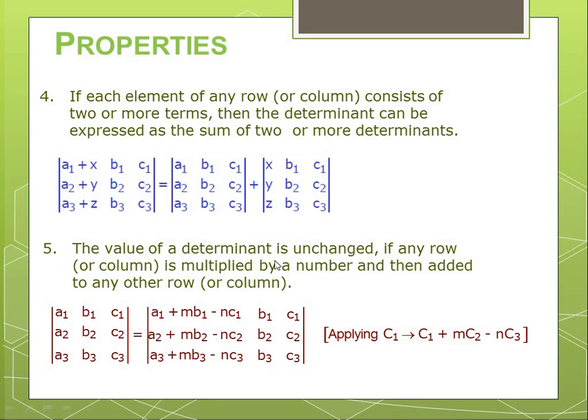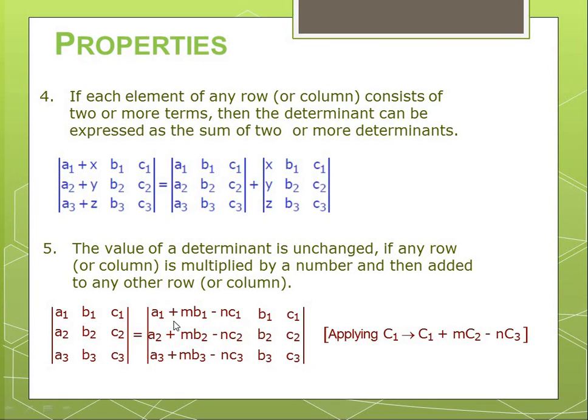Fifth property: the value of a determinant is unchanged if any row is multiplied by a number and then added to another row. The same applies to columns. In this case, suppose I have converted the first column, this first column A1, A2, A3, into the first column plus m times the second column minus n times the third column. So if I multiply m with the second column, it gets multiplied with B1, B2 and B3. Then I have to multiply n with the third column. If I multiply n with the third column, you will get n times C1, n times C2 and n times C3.